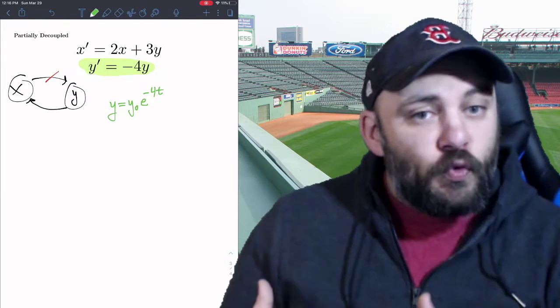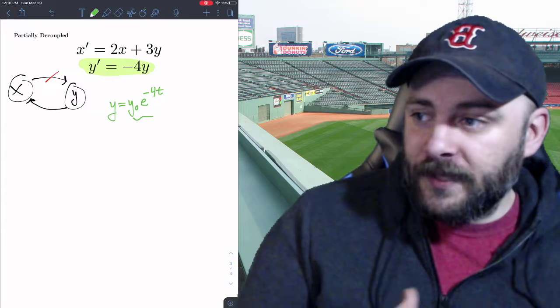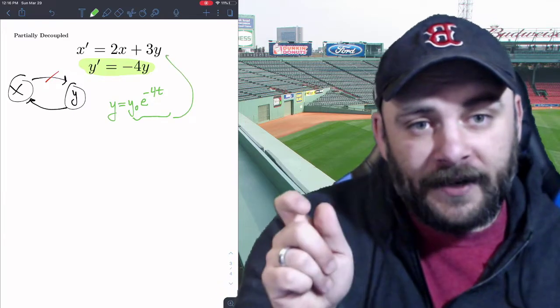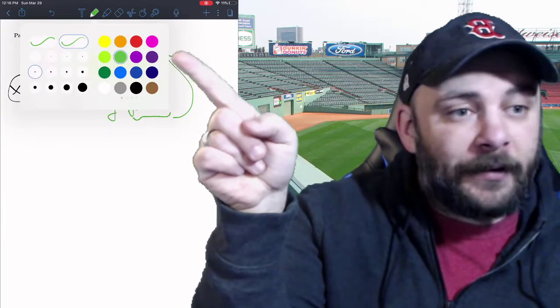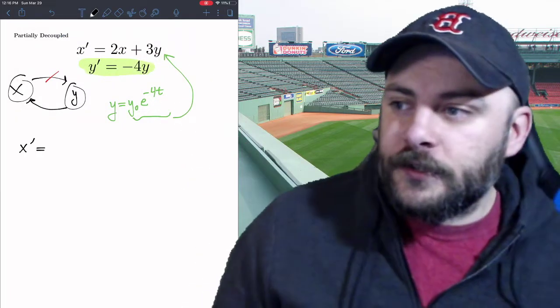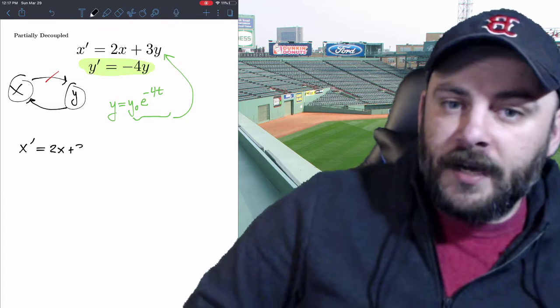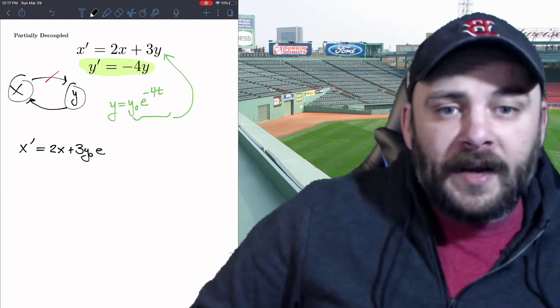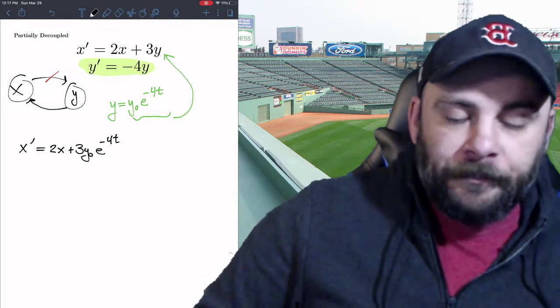Now, what can we do with that piece of information? Because now I know that no matter what the time is, I know what the exact value of y is. So I might as well plug it up in here. It's not an unknown state variable anymore. It's a function of time. So that changes my equation to x prime equals 2x plus 3 y naught e to the negative 4t.